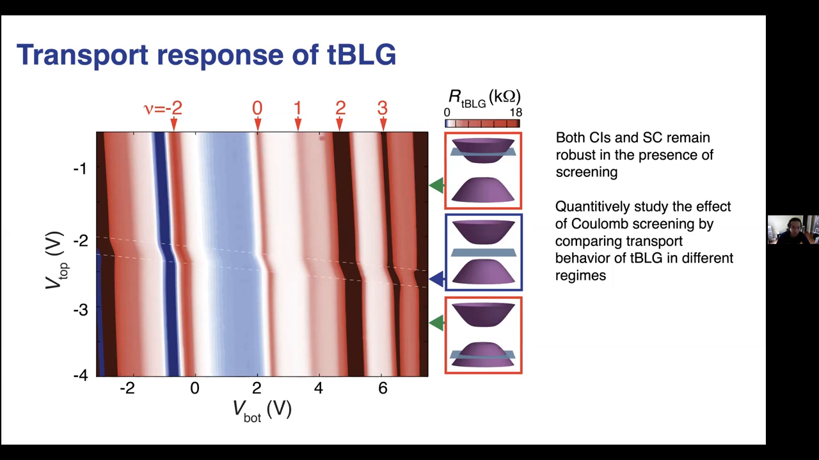Right, so for the rest of the talk, we will quantitatively study the effect of Coulomb screening by comparing transport behavior inside the white dashed line and outside the white dashed line. We will start from when the bilayer graphene is fully insulating, basically in this region, and study the behavior of twisted bilayer graphene in this device when we don't have Coulomb screening.